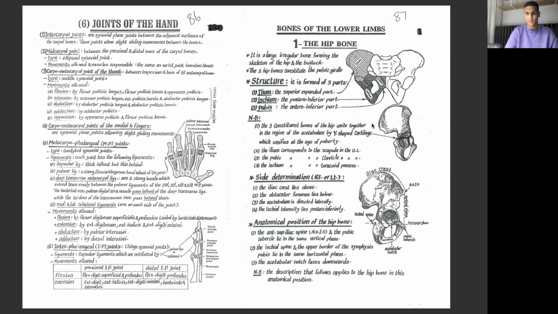Before I move on, I want to talk about the joints between the ilium and the sacrum. This part right here is a joint called the iliosacral joint. And here you have three ligaments, just facts like that.